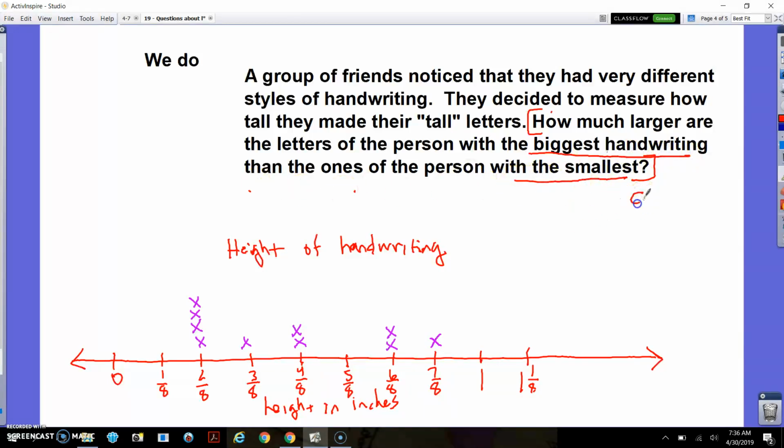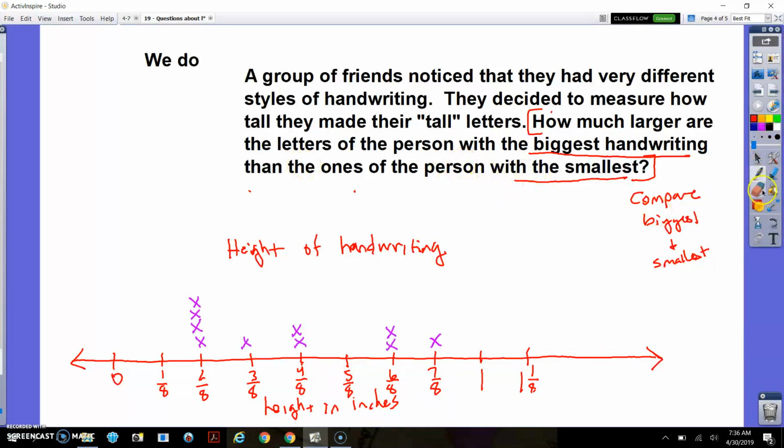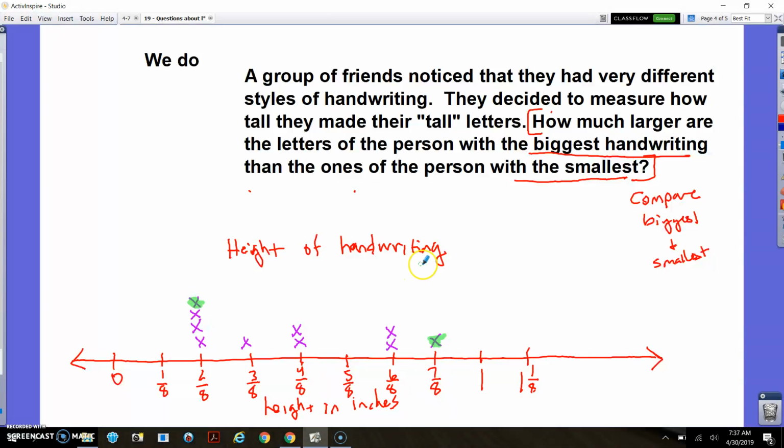So again, we're going to be comparing the biggest letters and the smallest letters in this case. That's what we're going to do. How much larger are the letters of the person with the biggest handwriting than the ones of the person with the smallest handwriting? So finding them on our line plot, this is the person with the largest handwriting, and there was a big tie for the smallest. Must be a lot of small handwriters, so we'll just pick one of those to compare. Maybe those two people.